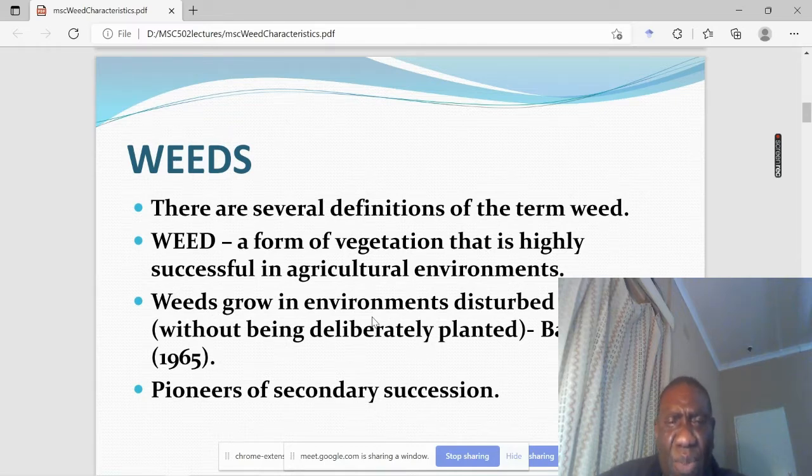Now, if you clear a field, you remove the vegetation. A few weeks later, you'll find that there are plants growing on that patch of land. The plants which are growing, we term them pioneers of secondary succession.